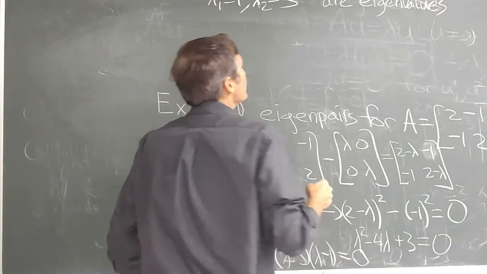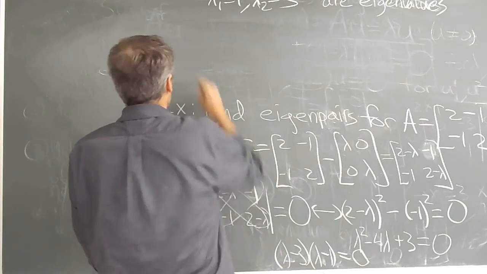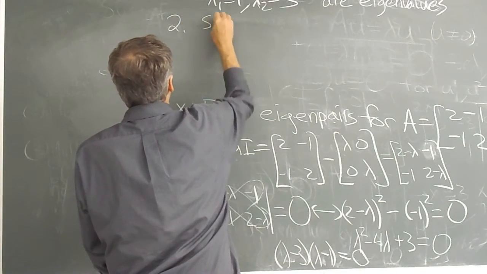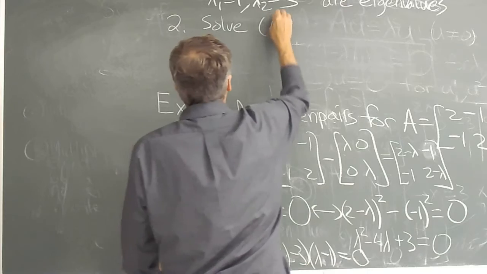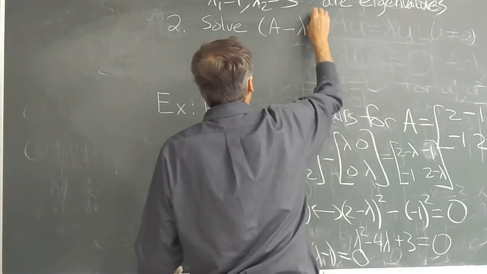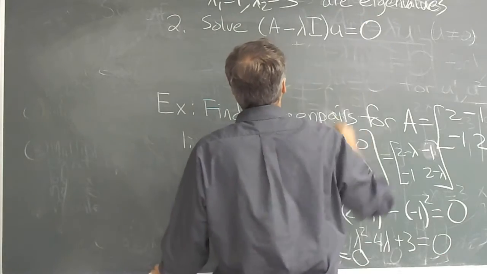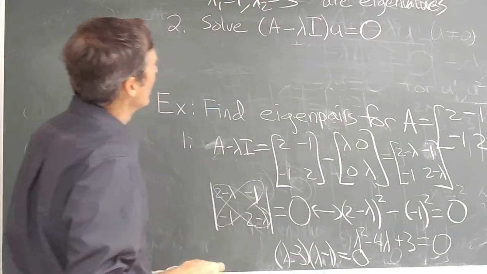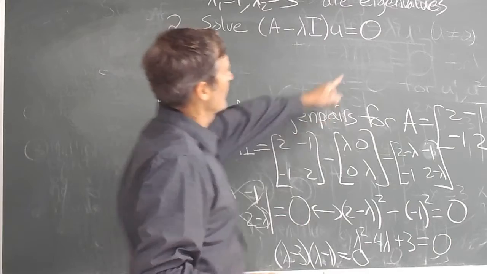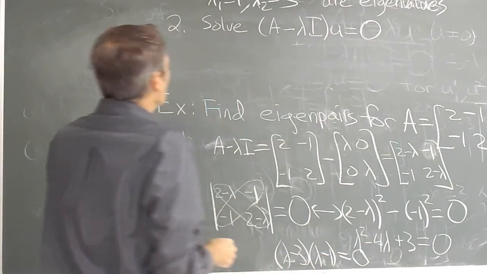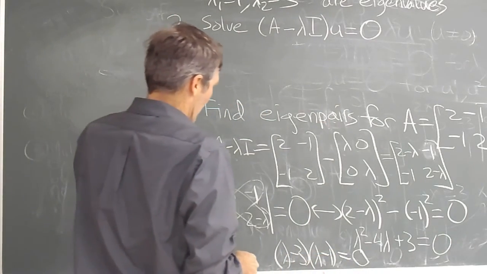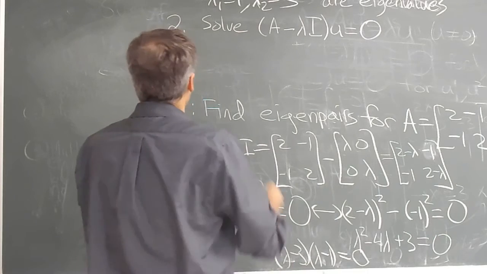Now, you want to get the eigenvectors. You solve A minus lambda times the identity, u equals 0. This time it's the 0 vector on the right. And how do I solve that? Well, now that I know what lambda is, I can do it for each case.